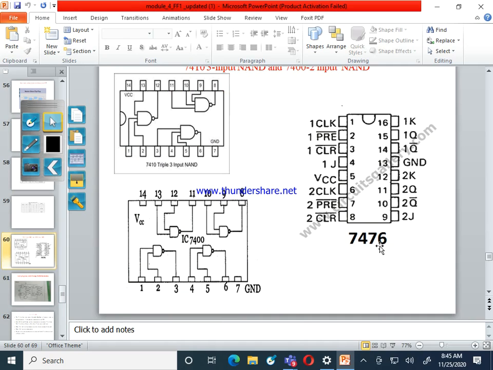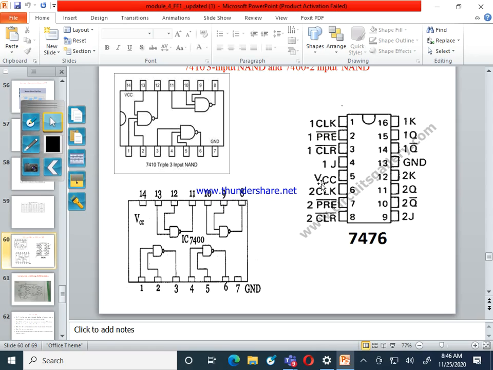What is a dual JK flip-flop? In a single IC, I have 2 JK flip-flops. 2 JK flip-flops means 2 J, 2 K, 2 clocks, ground and VCC. This is available in the JK flip-flop. See, pin number 1 is clock, and pin numbers 2 and 3 are preset and clear. I told you that internally the JK flip-flop has 2 extra inputs, preset and clear. This one indicates the first JK flip-flop.